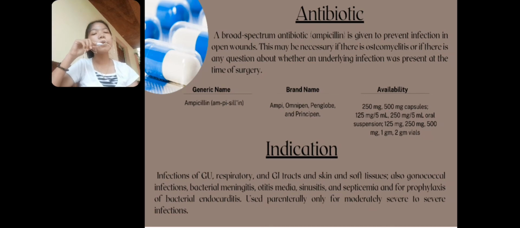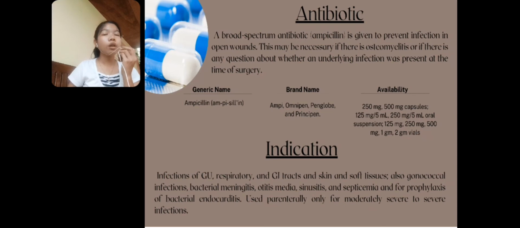Antibiotics such as ampicillin are used to treat certain infections that are caused by bacteria. Ampicillin is available under the following brand names: Ampi, Omnipen, Penglobe, and Principen. The availability of the medication is 250 milligrams or 500 milligrams for capsules, then 125 milligrams per 5 ml and 250 milligrams per 5 ml oral suspension, then 125 milligrams, 250 milligrams, 500 milligrams, 1 gm and 2 gm vials.